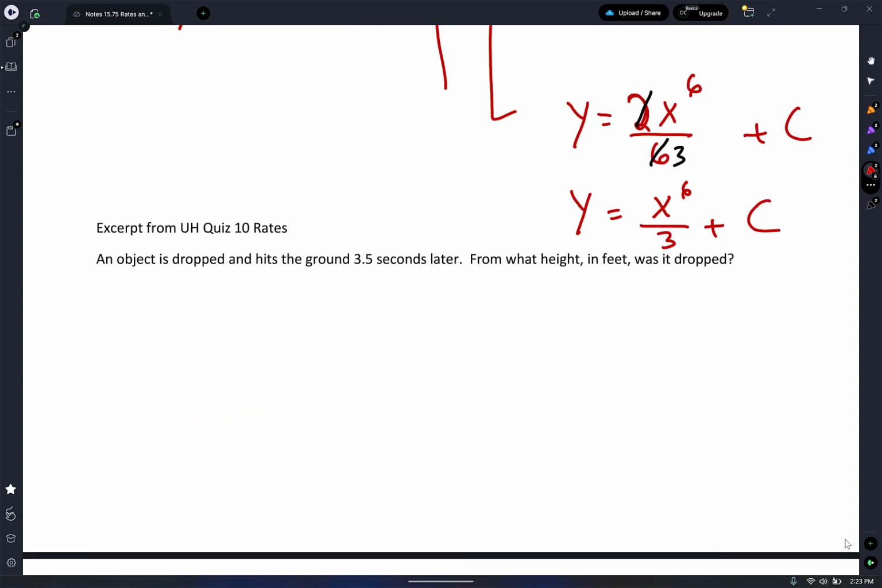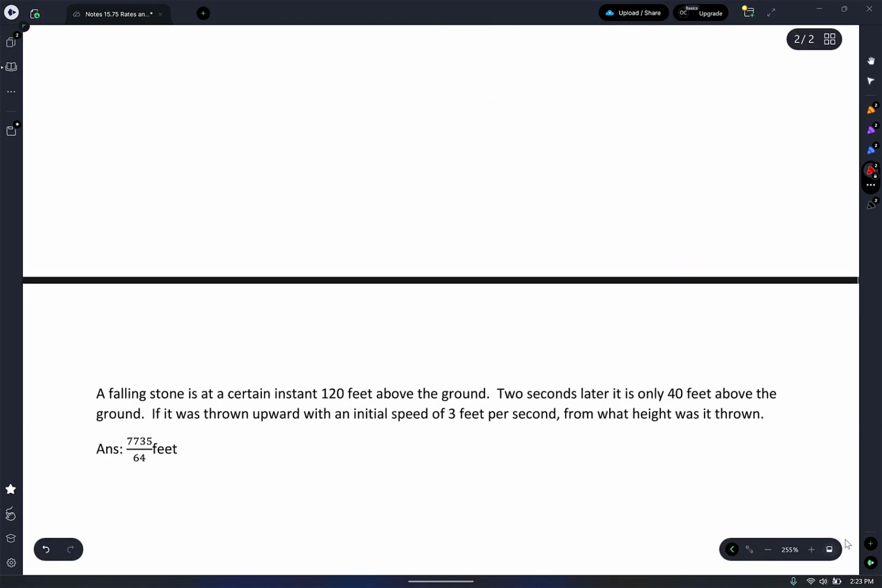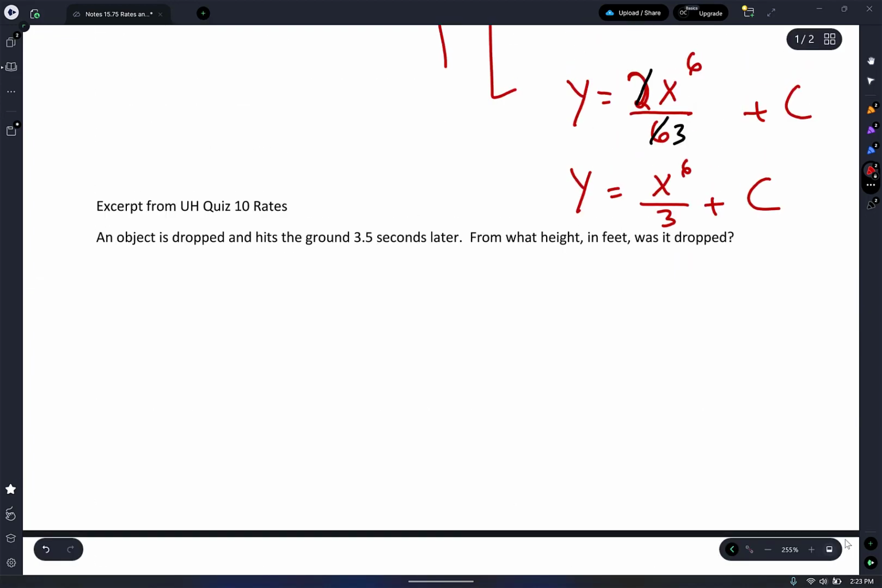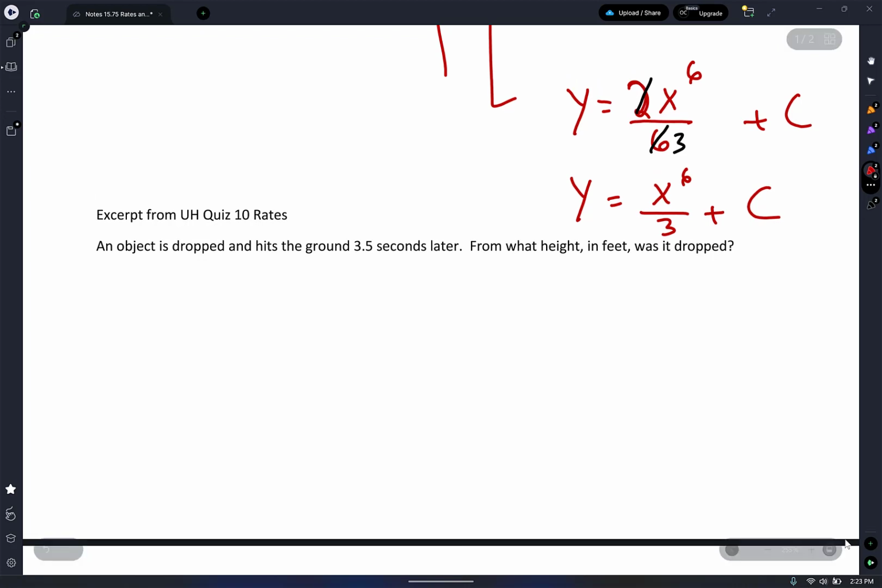There's a lot of easy ones. This one's not really hard. It's this one that's tough, but it's just cumbersome because of all the little intricacies. All right. On this one, an object is dropped and hits the ground 3.5 seconds later. From what height in feet was it dropped? Yes, I know you can do this with basic physics, but I want you to do it with calculus. So here's how you do it with calculus.